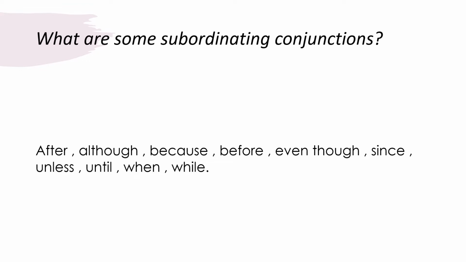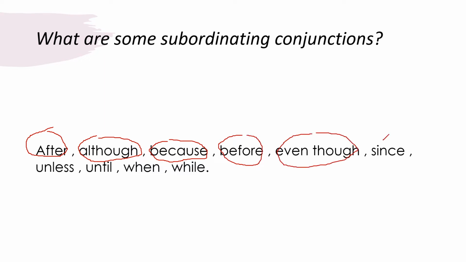What are some other subordinating conjunctions? So we said that the word when is a subordinating conjunction. What are the other ones? You have after, although, because, before, even though, since, unless, until, when, and while.